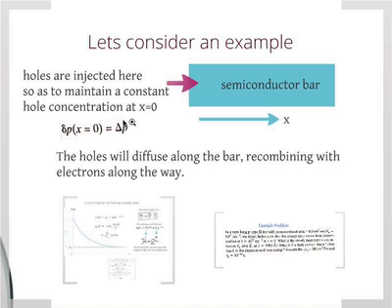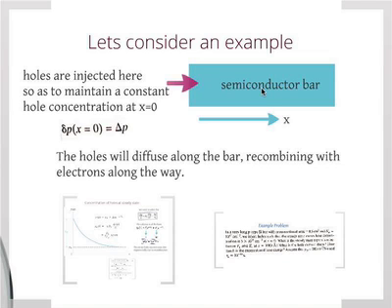Yeah, we can do this. We'll talk about how to do this later on, but imagine that you're just injecting holes. Okay? Of course, the holes will diffuse along the bar. Now, why would the holes diffuse? Yeah? Because they're trying to keep equilibrium between the electrons and the bar. Yeah, that's one way to think of it.